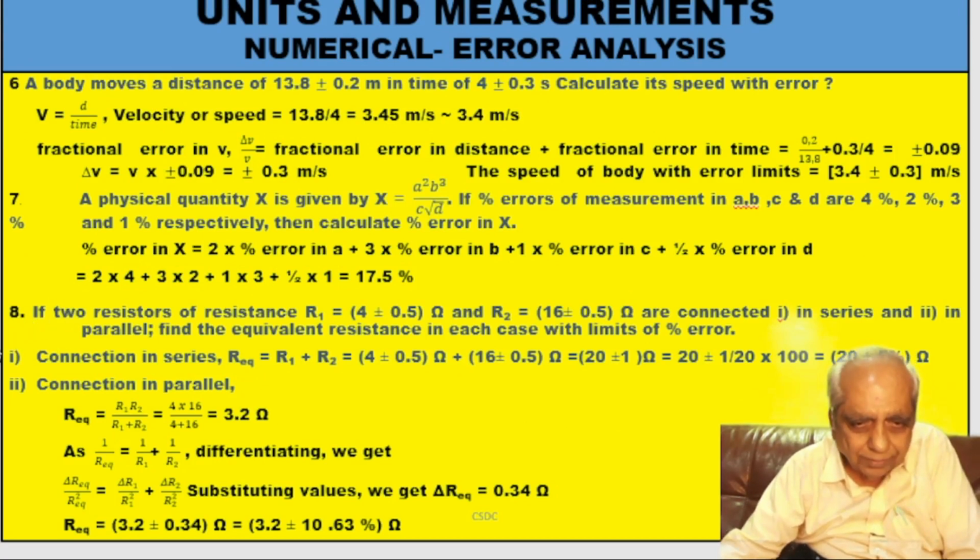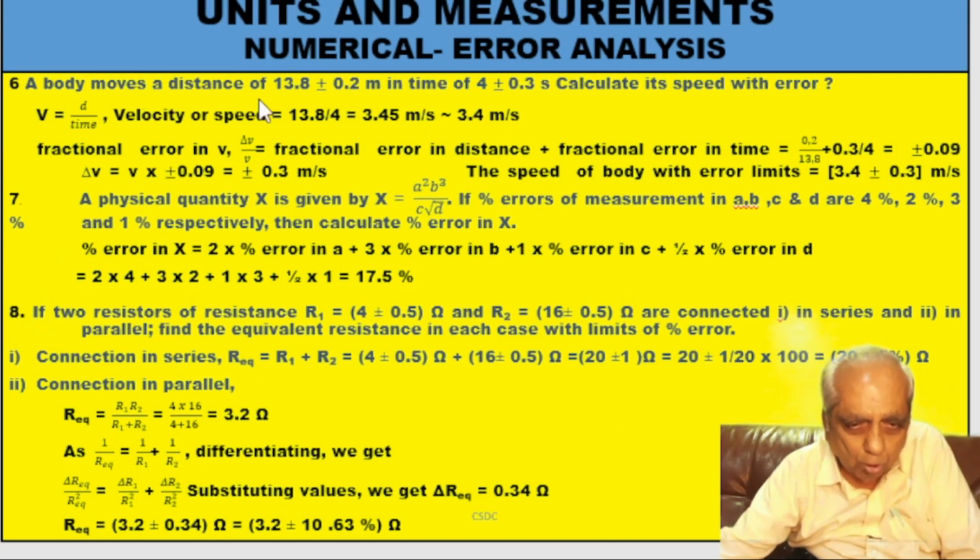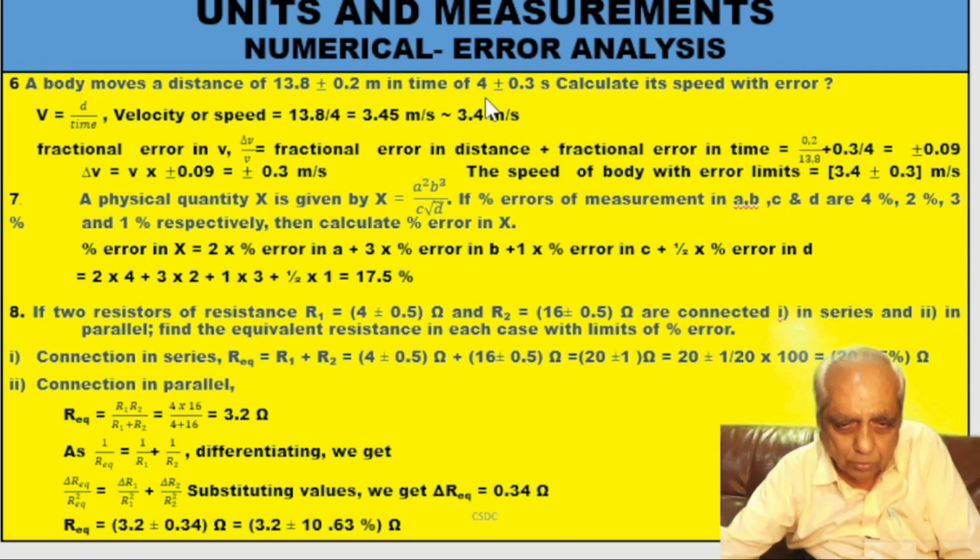Now, in this sum, he says a body is moving a distance of 13.8 plus or minus 0.2. So again, I have been given absolute errors. This is the distance, this is the absolute error. This moved in 4 seconds, plus or minus 0.3 seconds. So if we say calculate speed, so I know speed or velocity is distance upon time. So I am first calculating V.